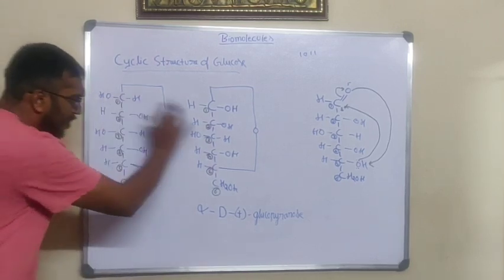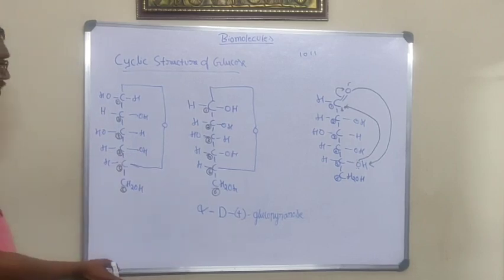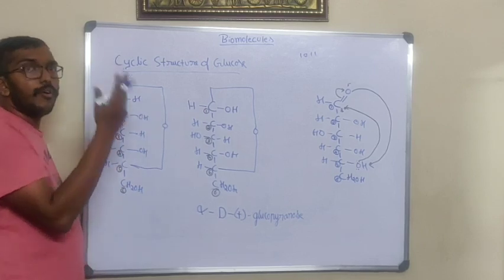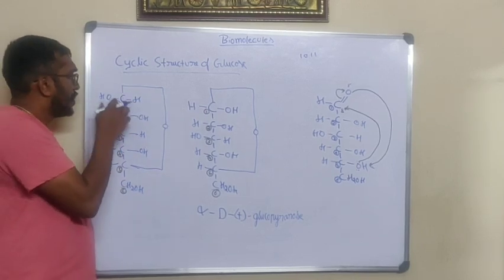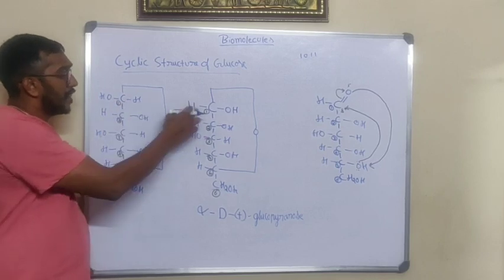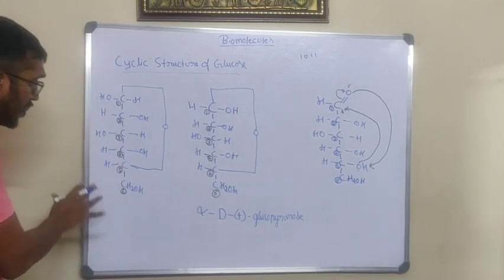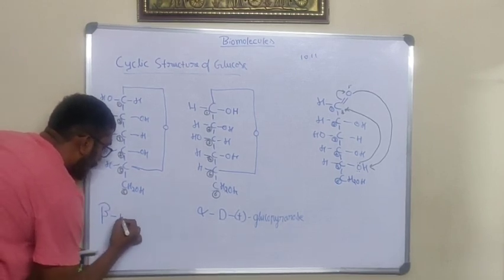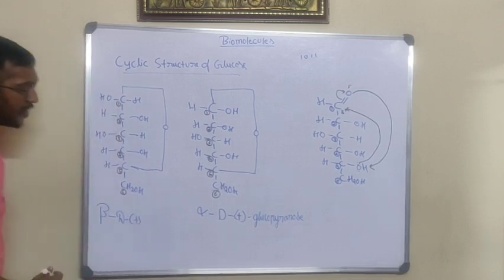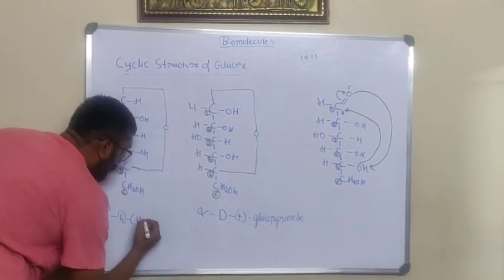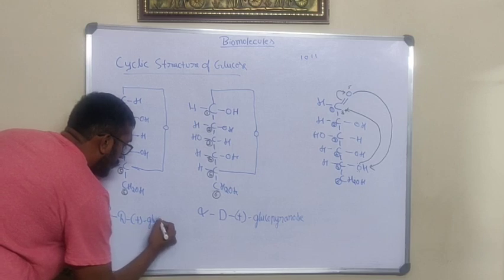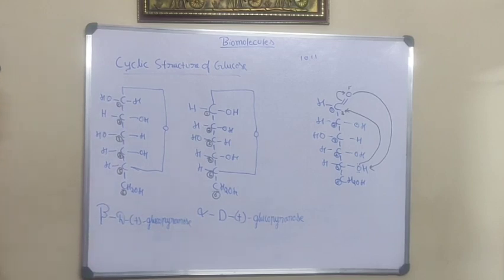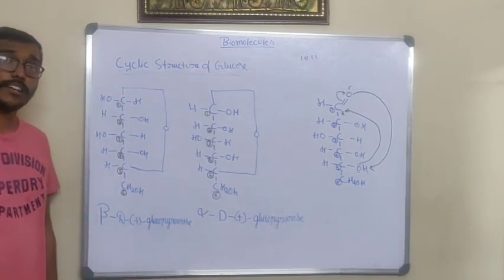Clear? So what is the difference between these two structures? Only a small change, that is the position or orientation of the OH group and the hydrogen which are present on carbon 1. So this structure is called beta D plus. Plus means dextro plus glucopyranose.